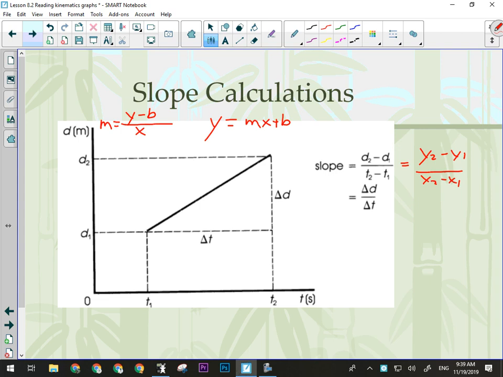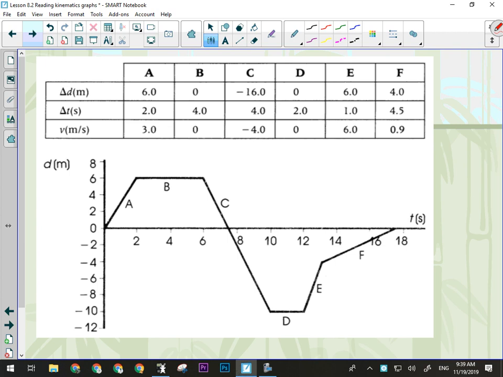All right, now, looking at this graph here. So this is a position versus time graph. I'm going to treat this like I would treat an exam question or a quiz question. I'm going to ask you guys to calculate a few things from this graph. I want you to calculate the average velocity.